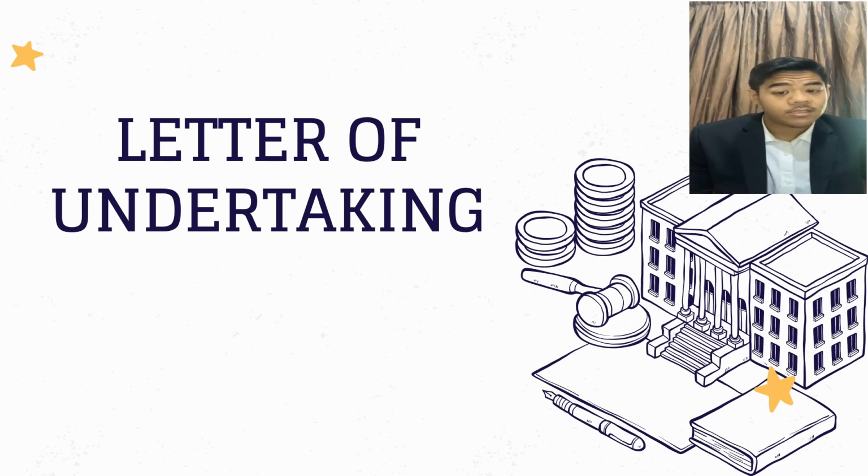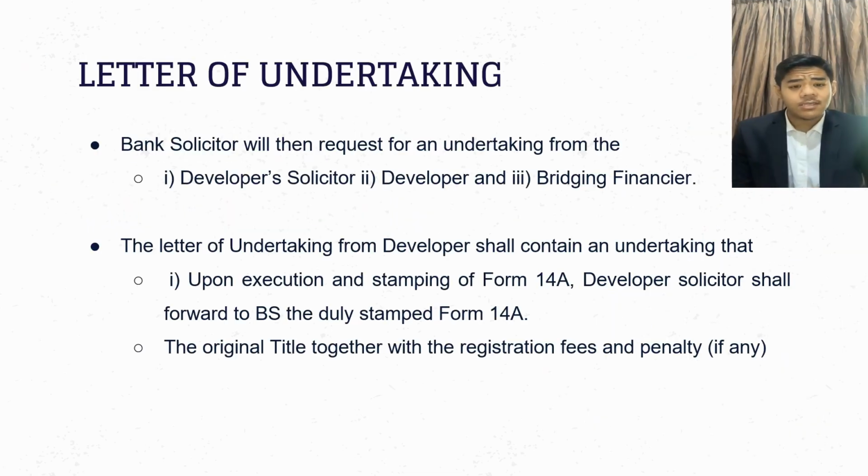Then, the next step that Ali Hadi must be aware of would be the letter of undertaking. For the letter of undertaking, the bank solicitor will request an undertaking from the developer solicitor, the developer, and also the bridging financier. The letter of undertaking from the developer shall contain an undertaking that upon execution and stamping of Form 14A, the developer solicitor shall forward to the bank solicitor the duly stamped Form 14A, and also the original title, together with the registration fees and penalty if there is any.